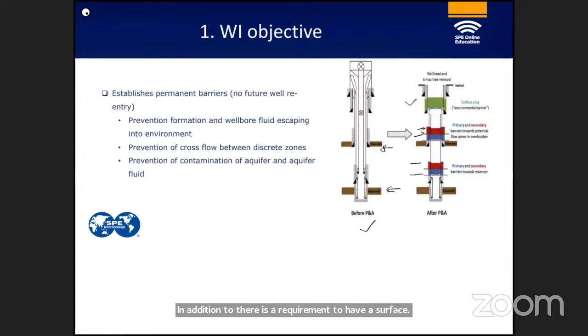The last task is, once all these barriers are in place, tested, everything done, then the last task is to cut the casing from the seabed for offshore, and onshore it is from the surface, and cover up the surface with mud, sand, whatever is the area.